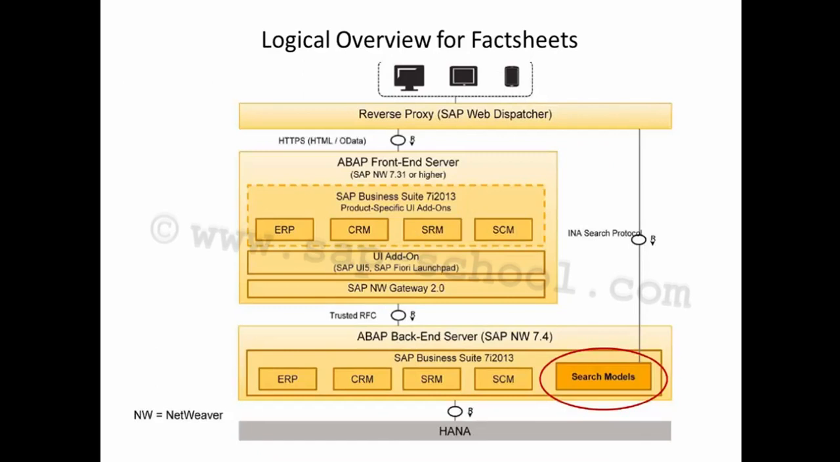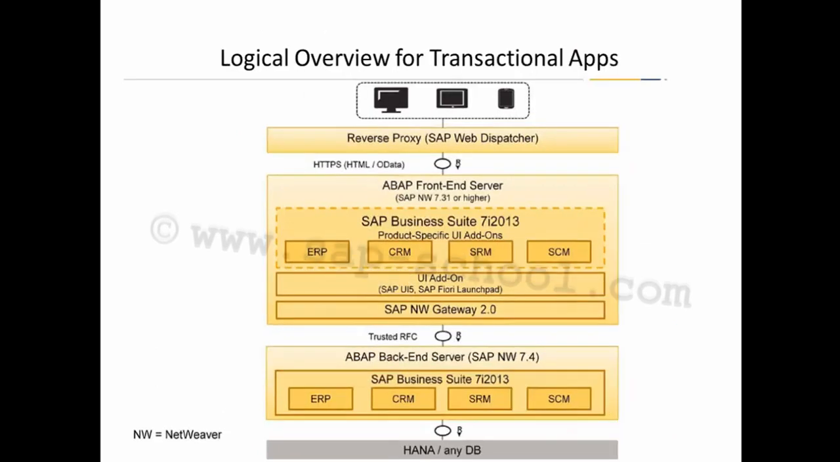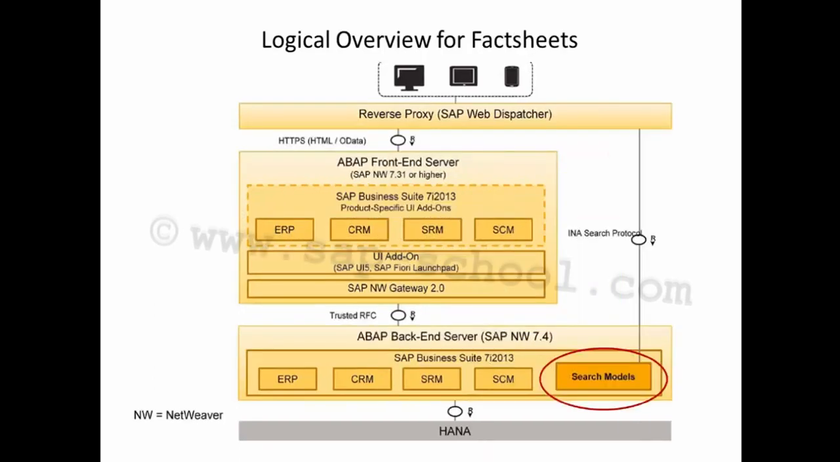Now if we compare the database, then in transactional apps it can be HANA or any DB. It means that my transactional apps can run on either SAP HANA or they can run on any database. But for the fact sheets we only have SAP HANA. That is, there is no choice of using any other database except for SAP HANA for fact sheets.